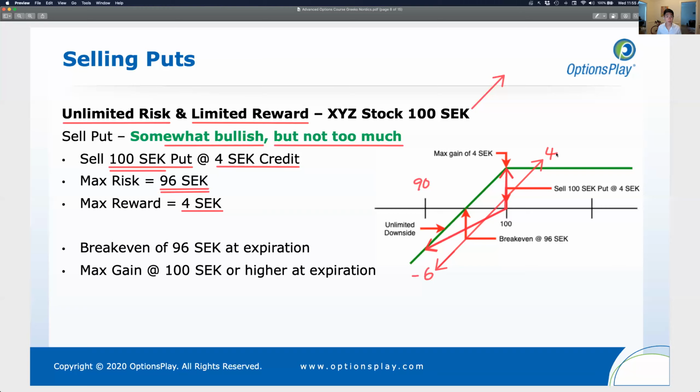So that's really the reason why someone wants to sell an option, is because they think the stock's not going to move a whole lot. They think it's going to move up a little bit, but even if they get the direction wrong, they can still make money on this trade. That's why you want to sell a put option.